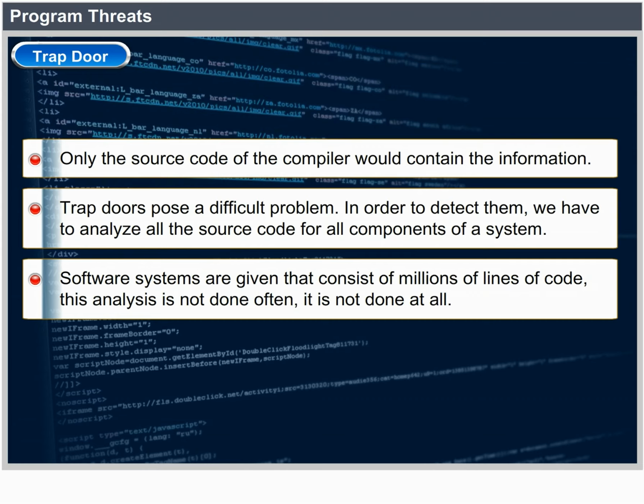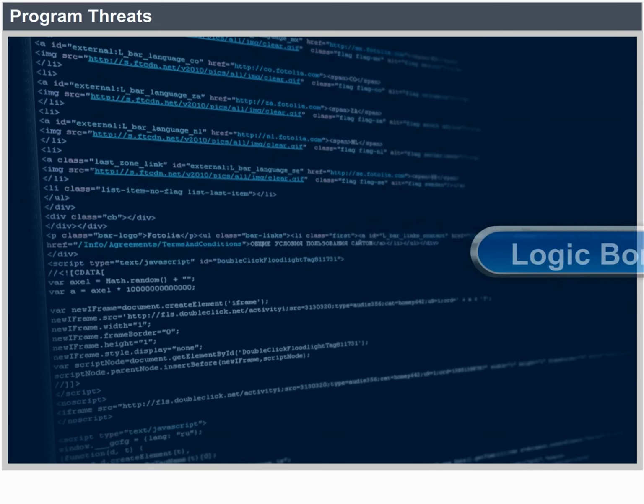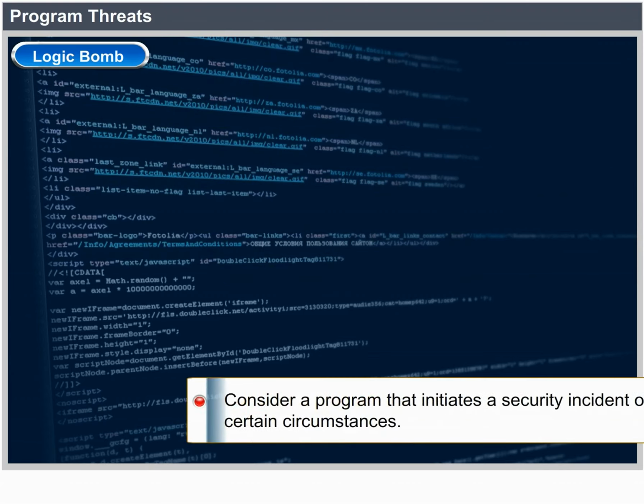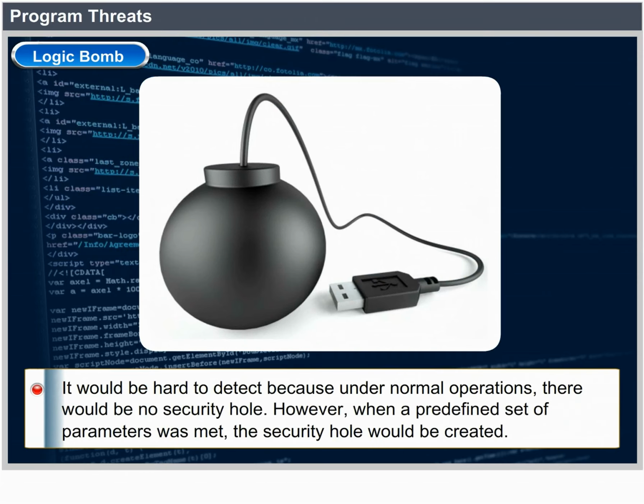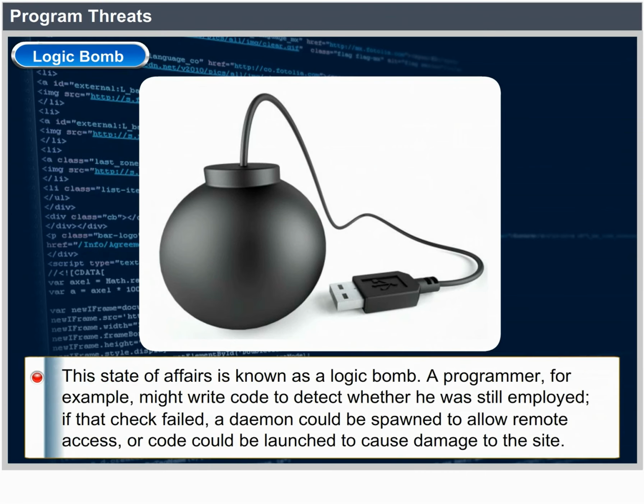Logic bomb. Consider a program that initiates a security incident only under certain circumstances. It would be hard to detect because under normal operations there would be no security hole. However, when a predefined set of parameters was met, the security hole would be created. This scenario is known as a logic bomb. A programmer, for example, might write code to detect whether he was still employed. If that check failed, a daemon could be spawned to allow remote access, or code could be launched to cause damage to the site.